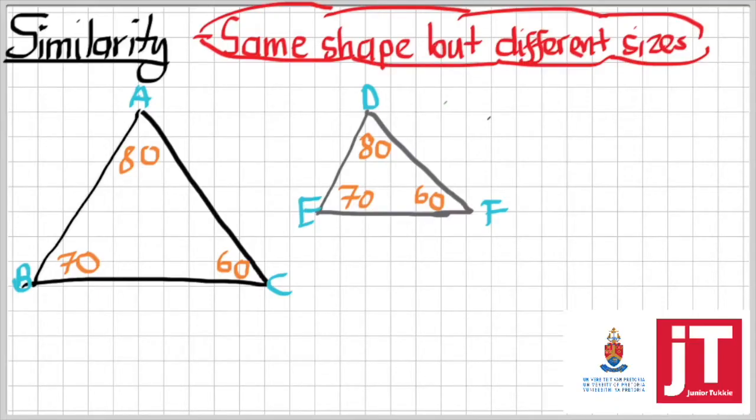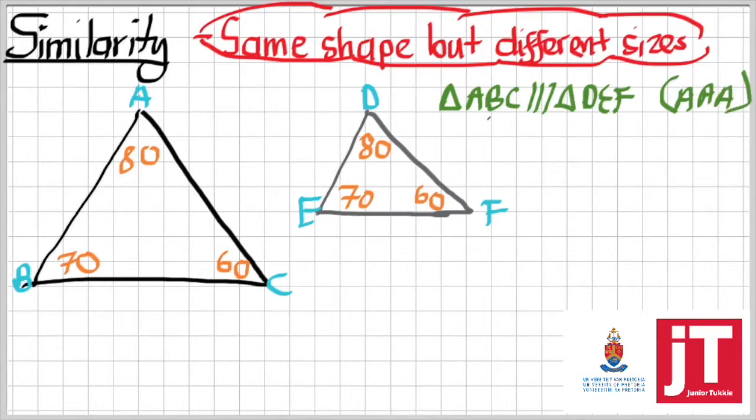We can make a conclusion that triangle ABC is similar to triangle DEF. The reason for that is angle, angle, angle. So we've used angles only to prove that the two triangles are similar. But that's not the only way to prove similarity.